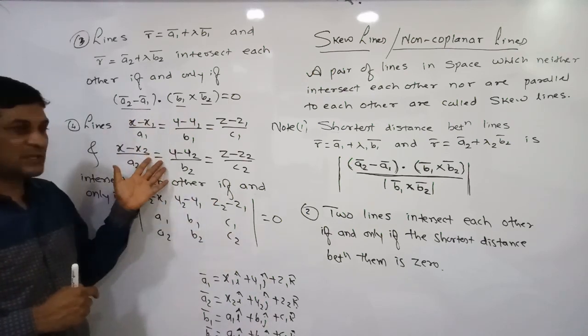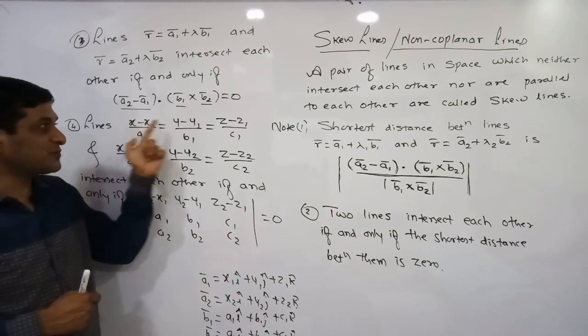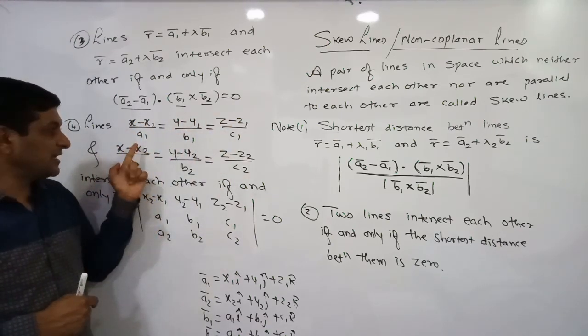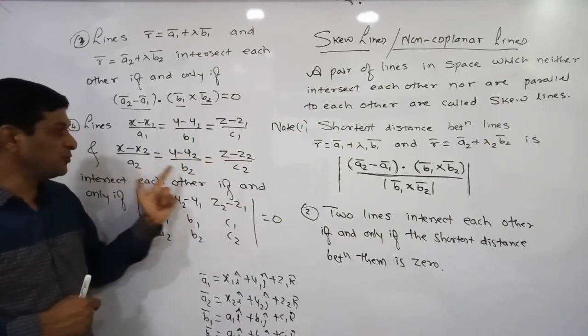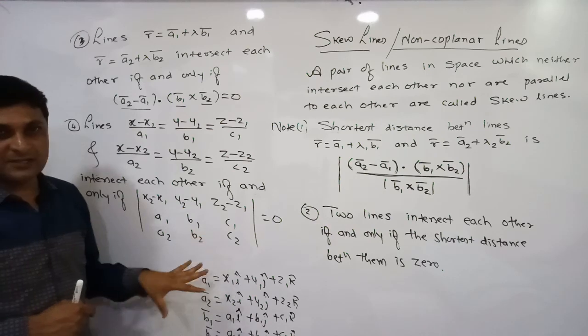From these two equations you will get 12 values. From the first equation you will get x1, y1, z1, a1, b1, c1. From the second equation you will get x2, y2, z2, a2, b2, c2. And these 12 values are required to apply this condition.